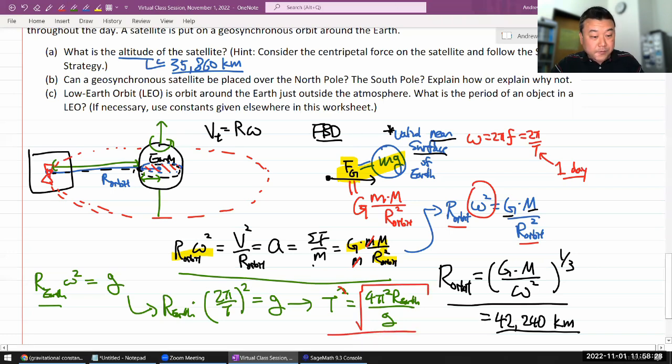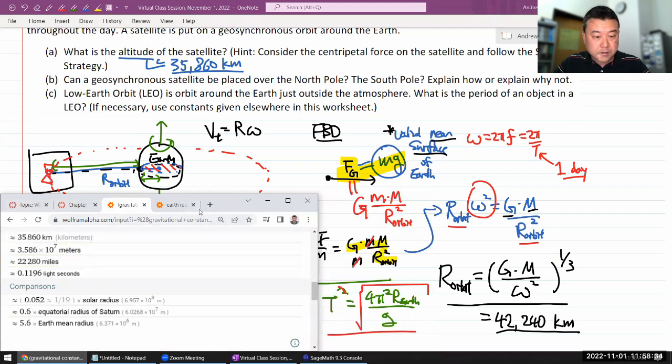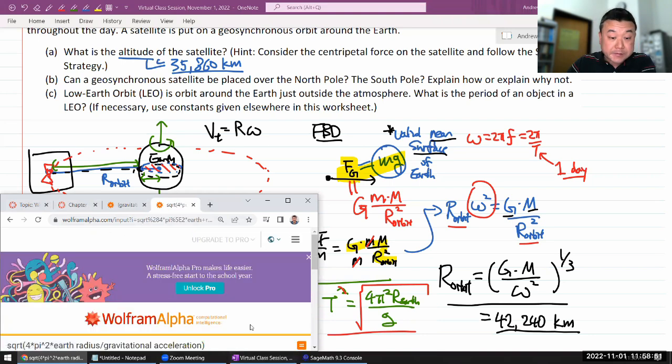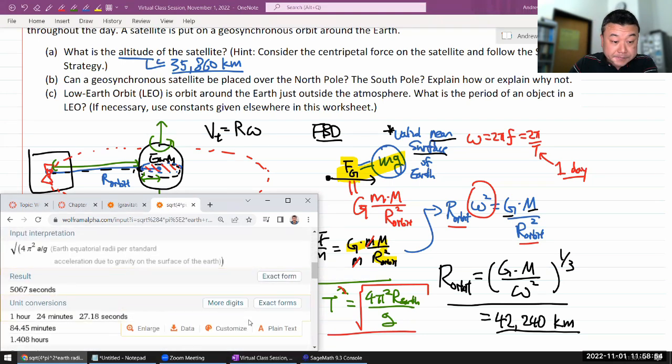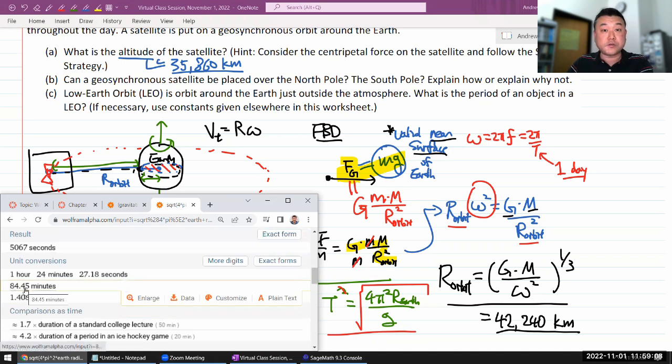Okay, let's plug that into Wolfram Alpha and see what we get. I already have Earth radius here. So the square root of 4 times pi squared times Earth radius divided by gravitational acceleration. I think it'll understand that. We'll see. Yeah, I think that's right. Earth equatorial radius, yeah, okay. It gives us a few different units. I guess this is the most convenient to memorize.